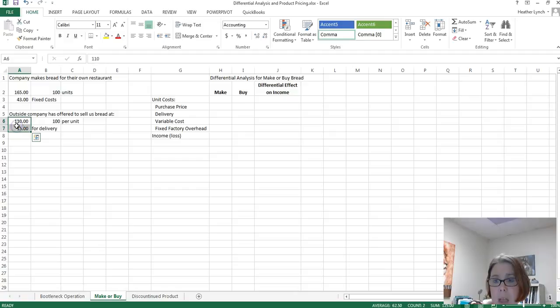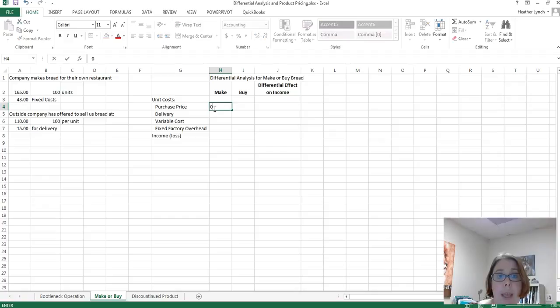So right now, that looks pretty good. That's $125, and we're at $165. Well, what we need to do is figure out our differential analysis on how this is going to affect our income. Okay, so we're going to do the make, and we're going to do the buy, and we're going to check the difference out.